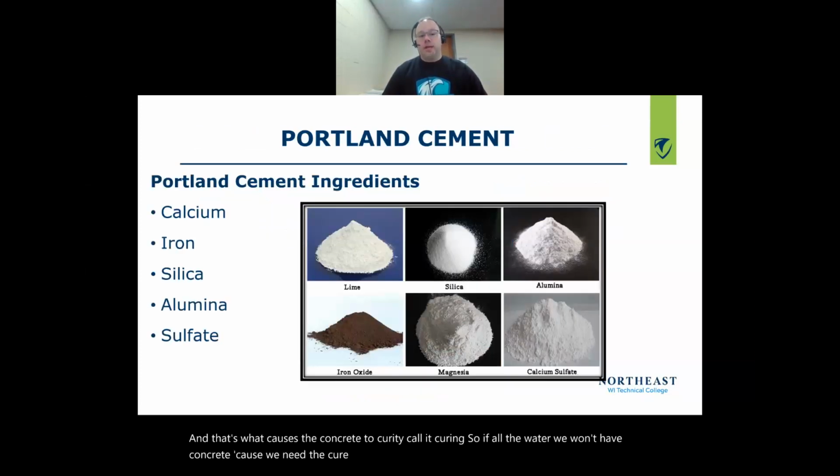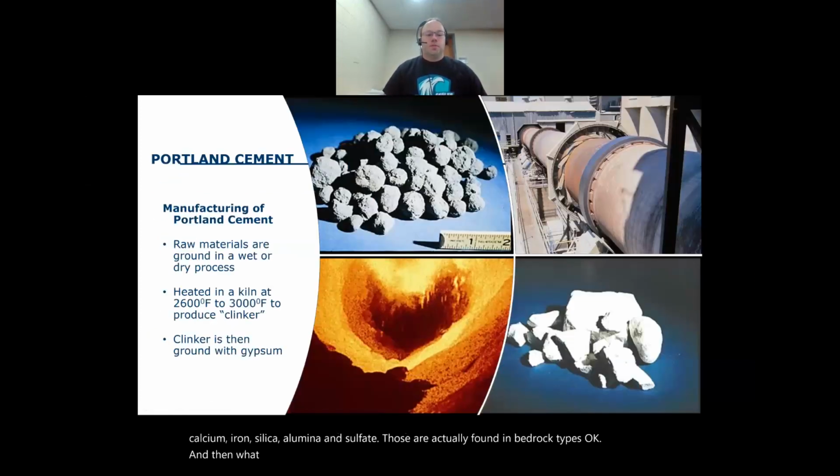Okay, how do we make Portland cement? Literally, Portland cement is also made from bedrock, from minerals that are found in bedrock and soils: calcium, iron, silica, alumina, and sulfate. Those are actually found in bedrock types. These raw materials are thrown into what they call a kiln, and it's rotated and heated up to 2600 to 3000 degrees Fahrenheit. Clinker is formed, and then the clinker is ground, and that's where we get the gray cement.